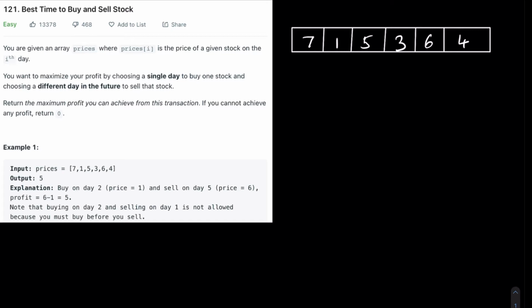Best time to buy and sell stock. You're given an array prices where prices[i] is the price for a given stock on the ith day. You want to maximize your profit by choosing a single day to buy one stock and choosing a different day in the future to sell that stock. Return the maximum profit you can achieve from this transaction. If you cannot achieve any profit, return 0.